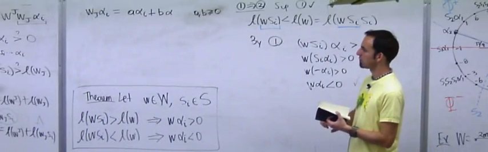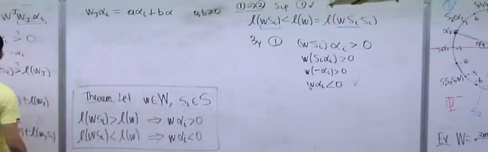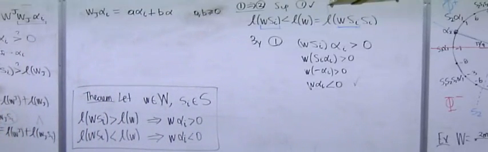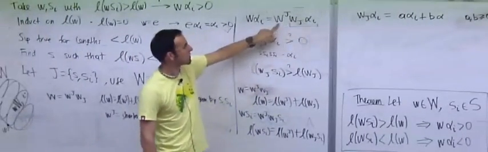So that's my first step. I want to prove that W alpha I is positive. And what I got so far is that Wj alpha I is positive. Now I have to figure out what happens when I incorporate this W super j.